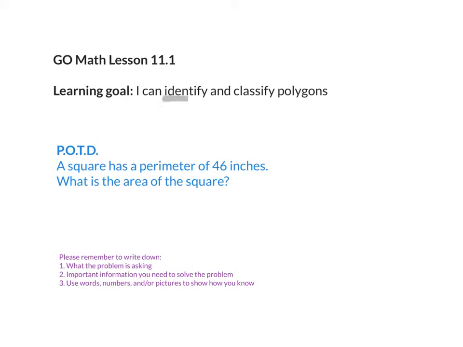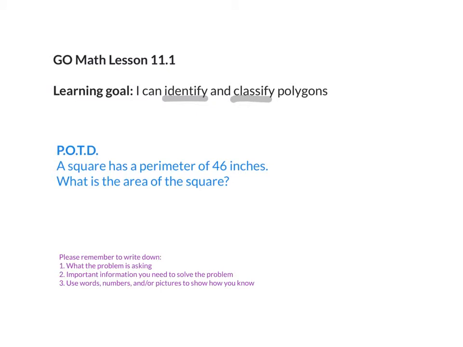Identify means when I see a polygon, I can name what it is. And classify, we know from science, what does it mean to classify something? Everyone? To sort it, yeah, so we can sort them based on their properties. Very good. But before we get into that, let's do a little bit of a review and talk about our problem of the day.